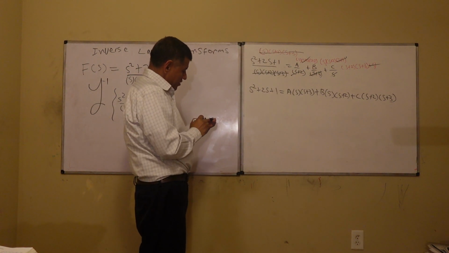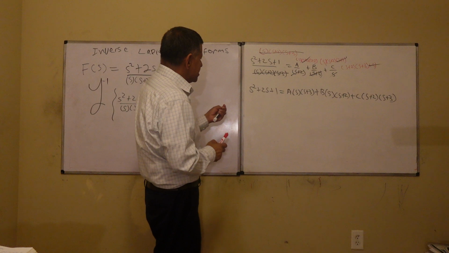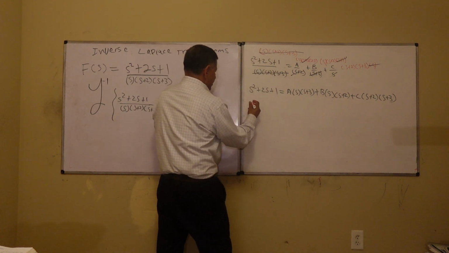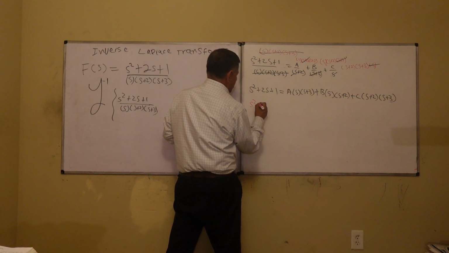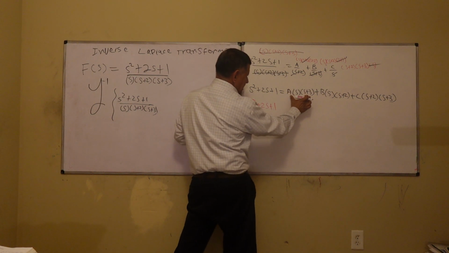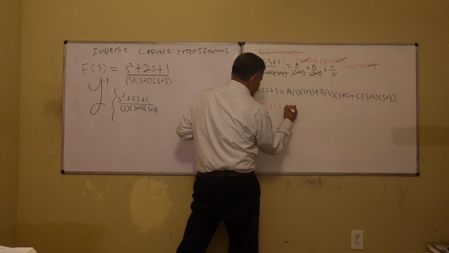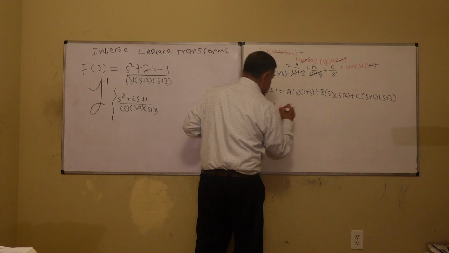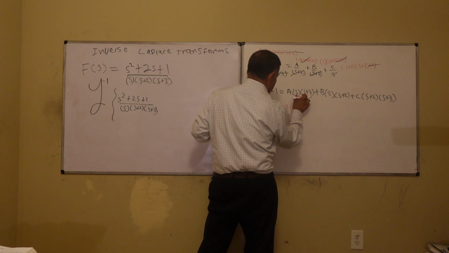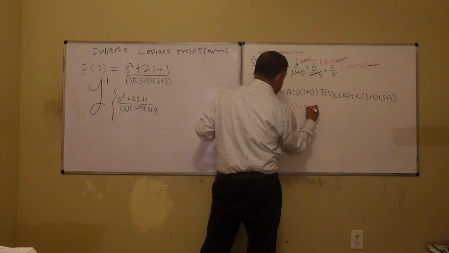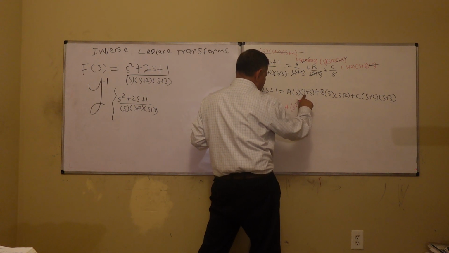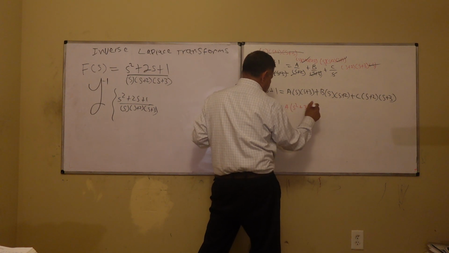So now my goal is to distribute this across, right? So now I get s squared plus 2s plus 1, and then right here I get plus A times inside: s squared plus 3s, right? s squared plus 3s, right?